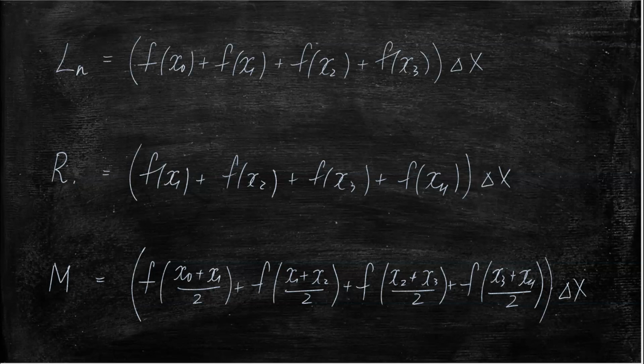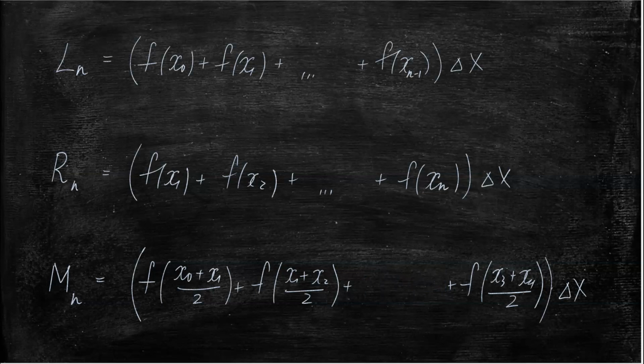So in general, what's going to happen? Well, we can just replace this with ... and this will be n minus 1. We can replace this with ... and this will be x sub n, and we can replace this with ... and this will be the average of the n minus 1 and the nth one.